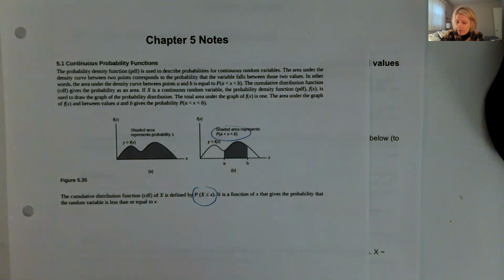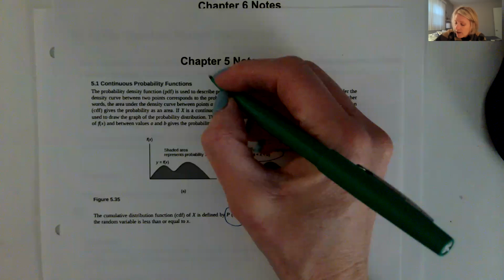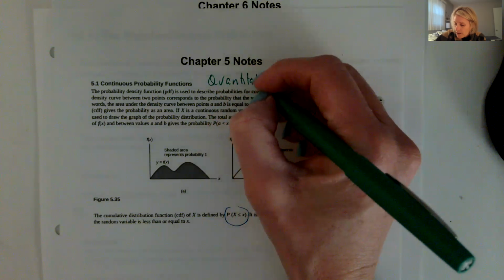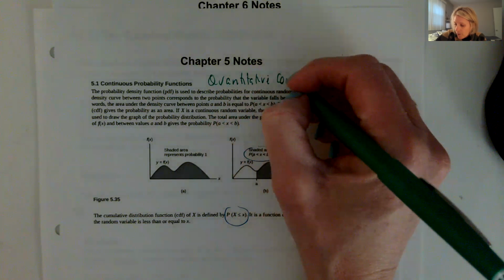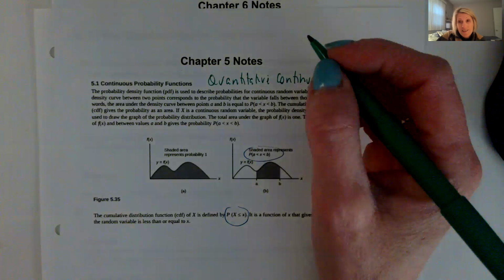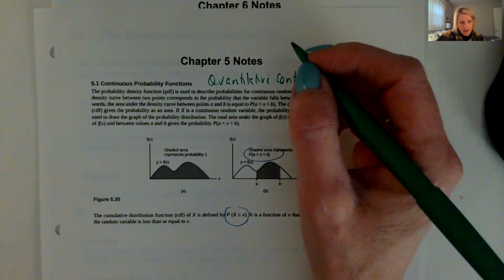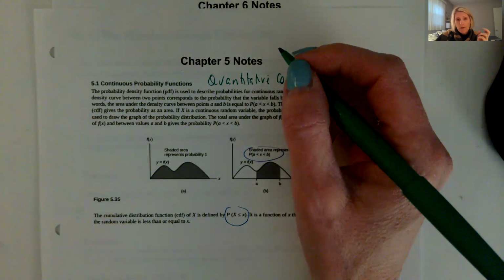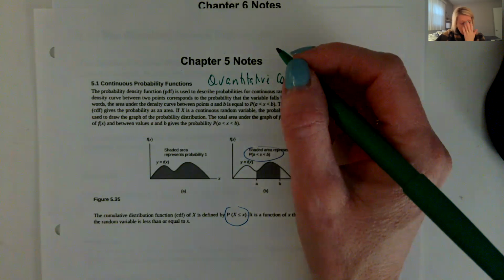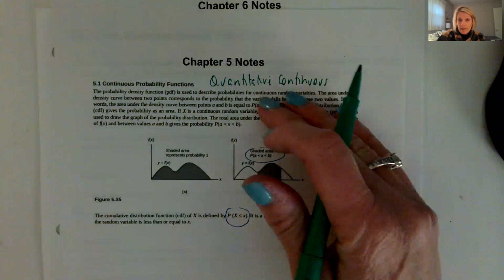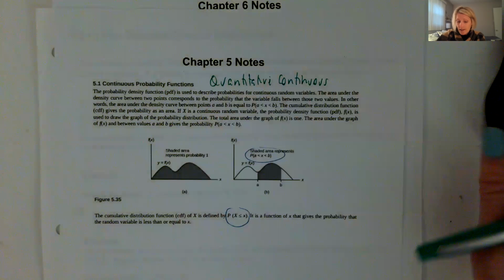So continuous probability functions have to do with quantitative continuous data, whereas in chapter 4 we were dealing with quantitative data, but it was discrete. And then in chapter 3 we were dealing with probability, which is qualitative data. So in chapters 5 and 6, we're going to deal with quantitative continuous data.